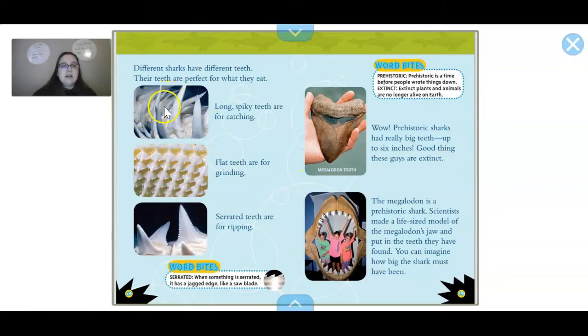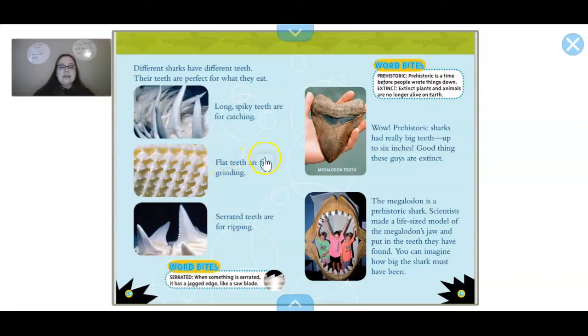Okay, so if we look up here, and this is actually about their teeth, it says long, spiky teeth are for catching. So that shows us that one of the kinds of teeth that sharks have are long, so that tells us what they look like. Spiky, which tells us what they look and feel like. Teeth, and then we know what teeth are. So long and spiky are describing their teeth.